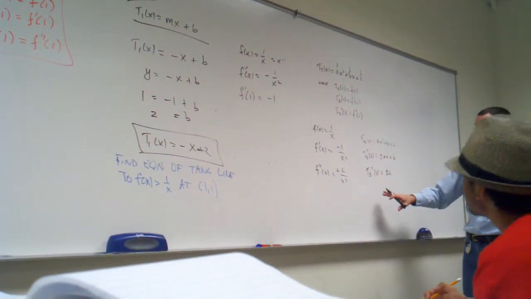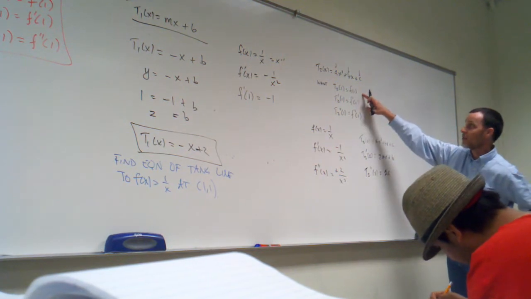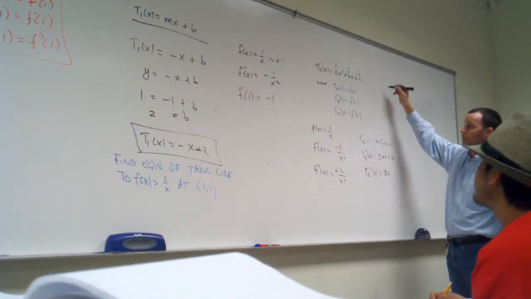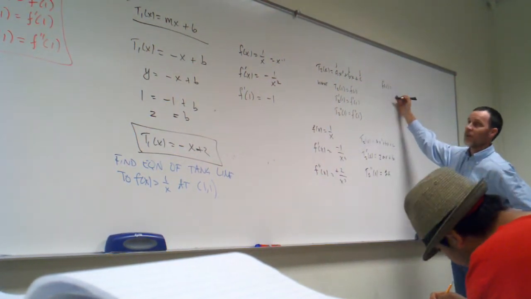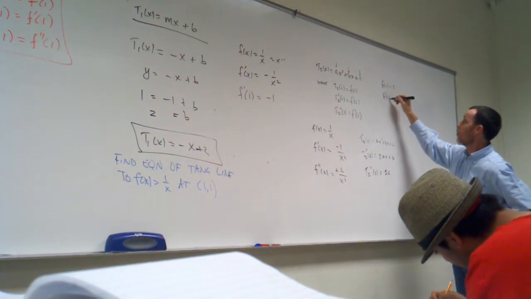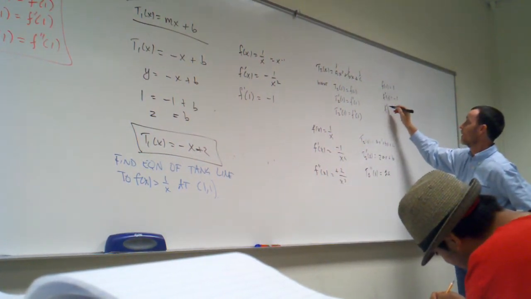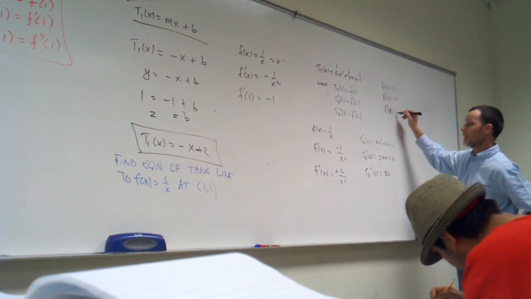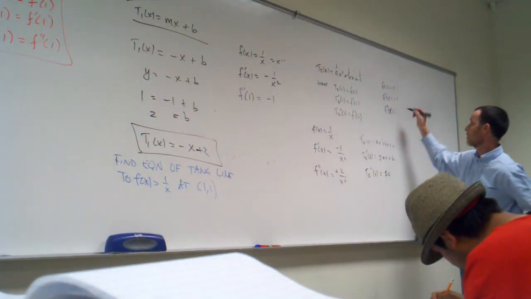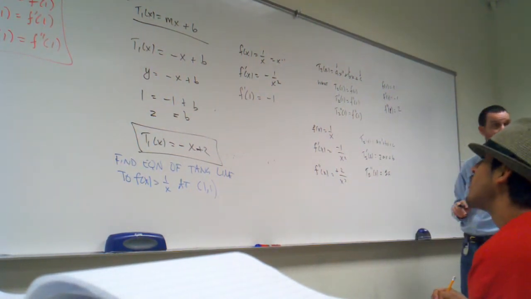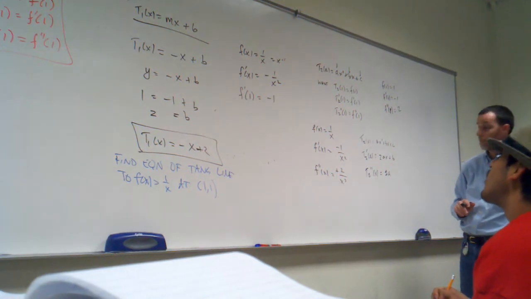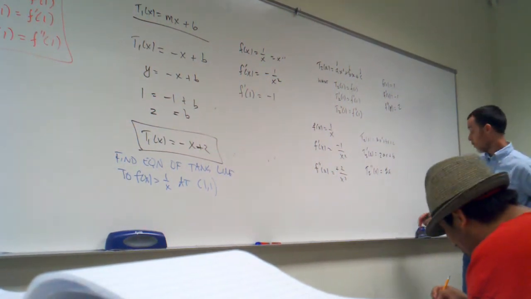Okay, so what did I want? I wanted this. We know what f of 1 is, right? F of 1 is 1. F prime of 1 we figured out was negative 1. F double prime of 1 is positive 2. Right? So what do I need?